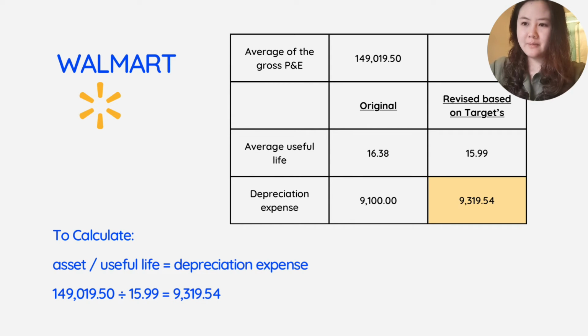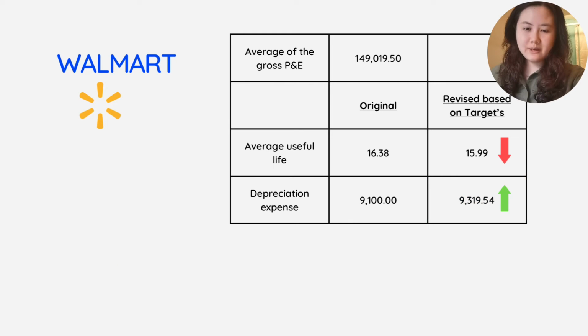This is called the straight line method. For this example, we will divide $149,000 by 15.99 because we're going to be using Target's useful life instead of Walmart's. This will give us a depreciation expense of $9,319.54. Originally, we calculated Walmart's useful life for its assets to be 16.38 years, while Target's is 15.99.